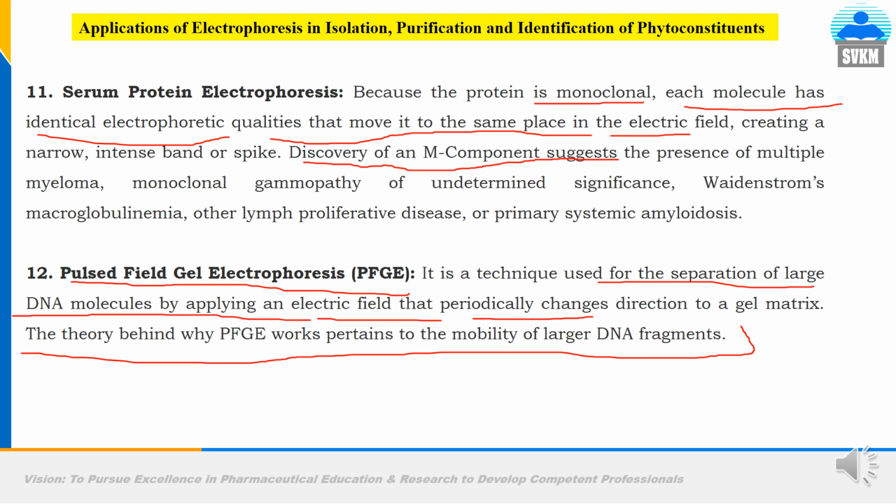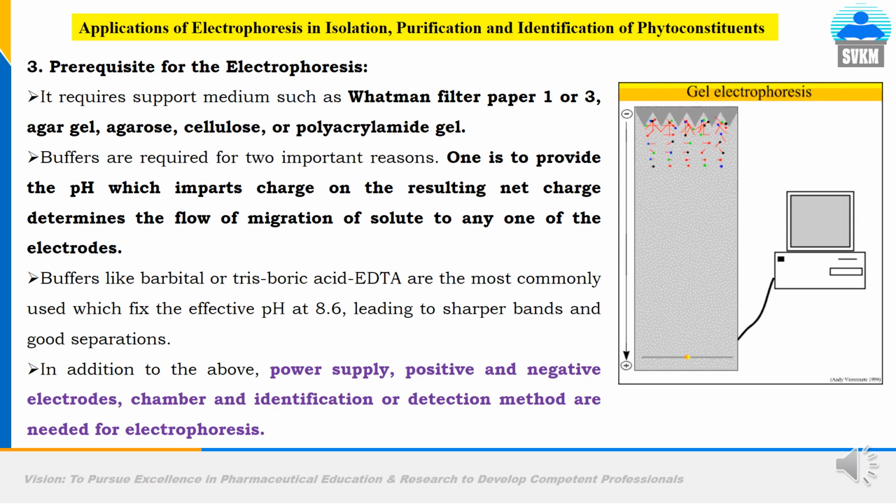So with electrophoresis, from a very small amount of sample and without degrading the sample, I'm getting the complete results for that phytoconstituent, or the mixture of phytoconstituents, present in the sample. Now we need to understand the third point, that is the prerequisites of electrophoresis. The prerequisites means what are the requirements for this technique.